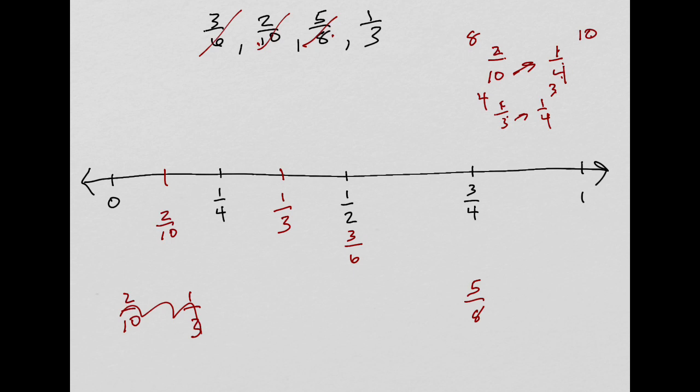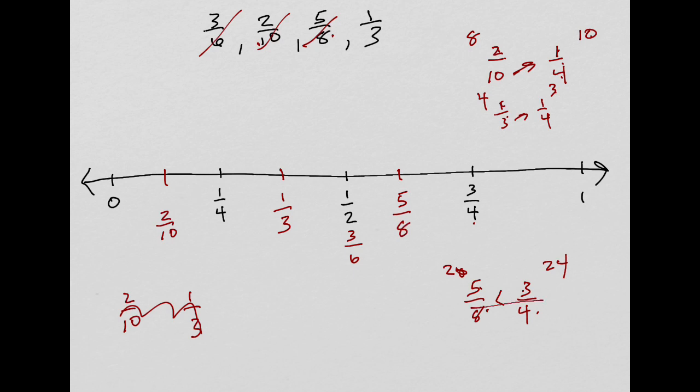And then for 5/8, I just need to decide, is it greater than 3/4 or less than 3/4? So I'm going to cross multiply. 8 times 4 is 32, and 4 times 5 is 20. 32 is greater than 20. So 3/4 is greater than 5/8. So I'm going to put 5/8 down here. And so now I've placed everything on the number line.